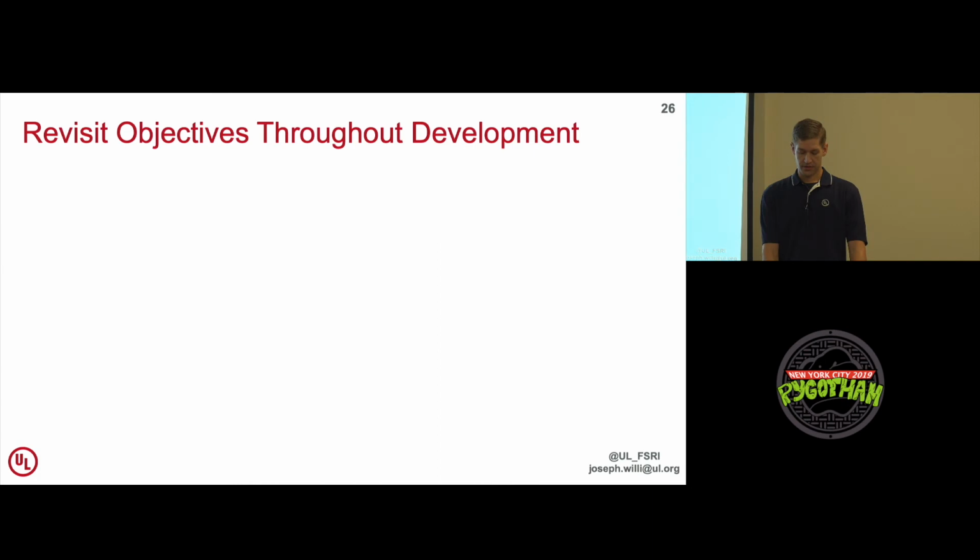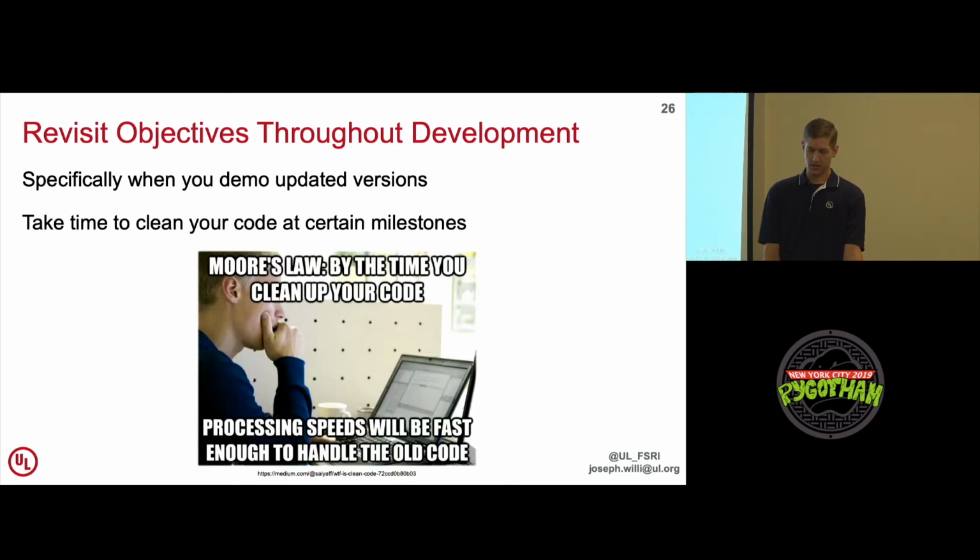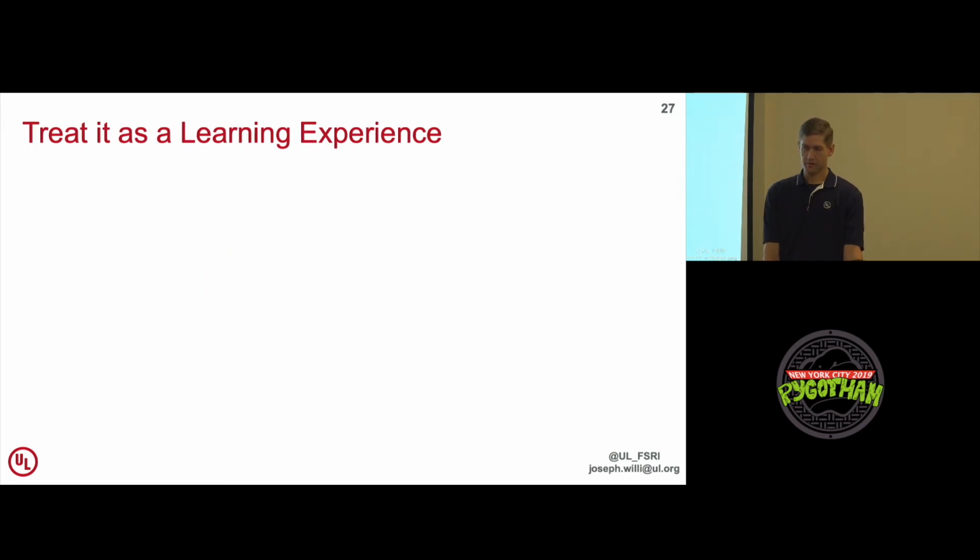And then it's important to revisit your objectives throughout the development and make sure you do that with the client so you're all on the same page. And then take time to clean up your code as you reach certain milestones. So for me, that was when each version was nearing completion, I would start going back and reorganizing code and trying to improve it. And most importantly, treat it as a learning experience.